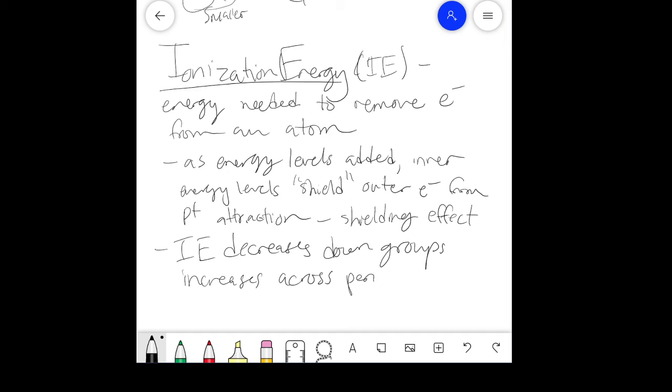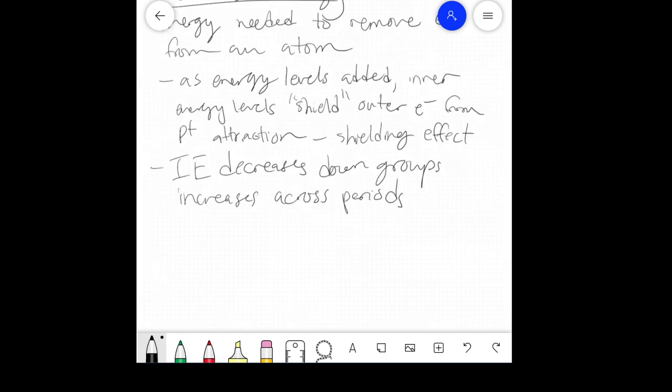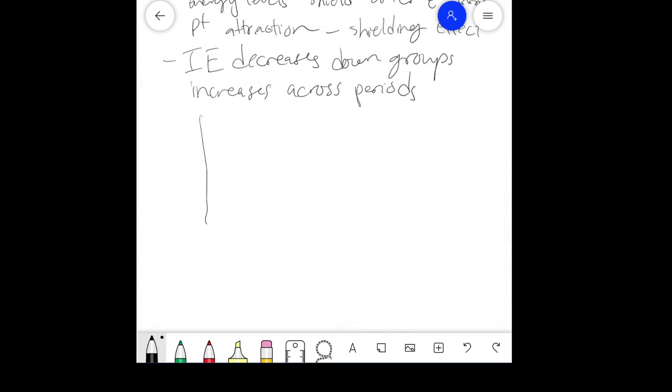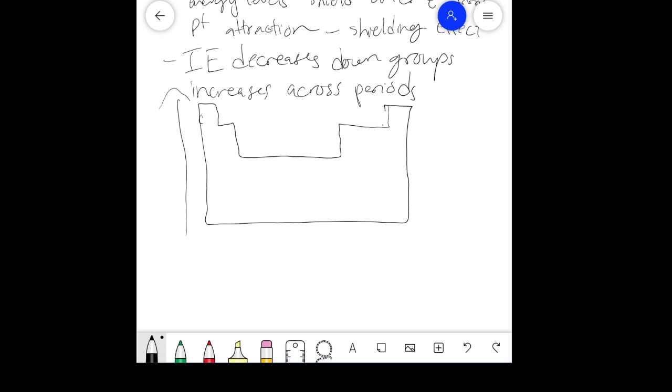and increases across periods. So, if I draw my beautiful periodic table again, because I know you all enjoyed the last one a lot, the beautiful artiste. Ta-da! Okay, so these are actually going to go the opposite way of the radii. Going to go up, go this way. So it's going to increase up, and it's going to increase from left to right.